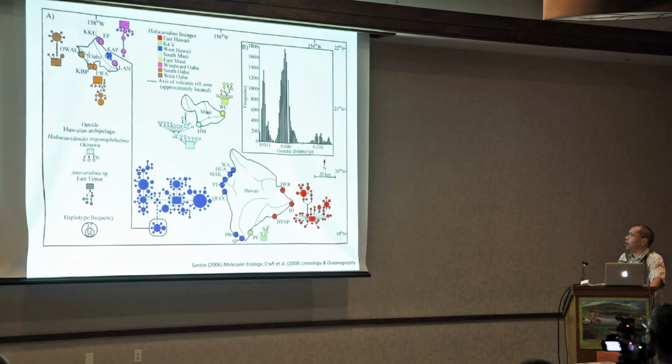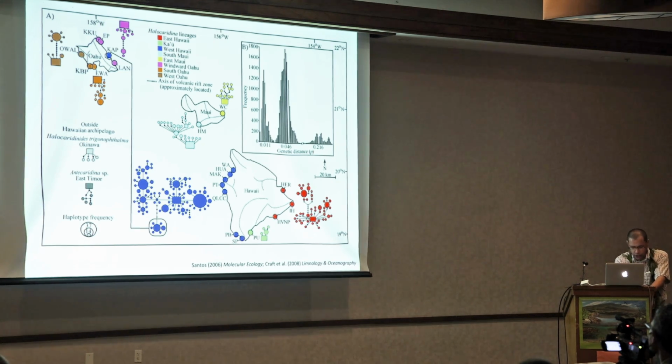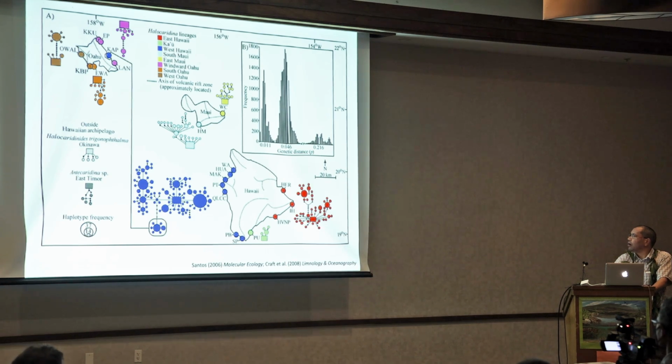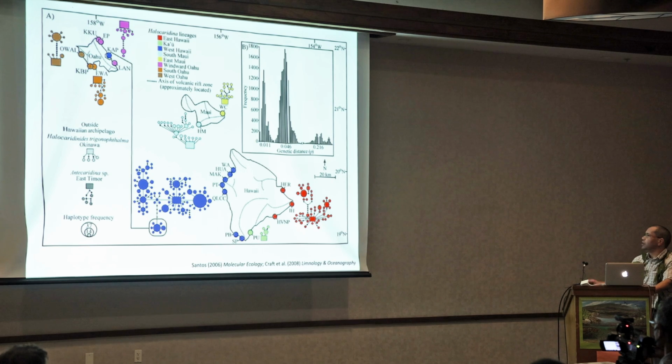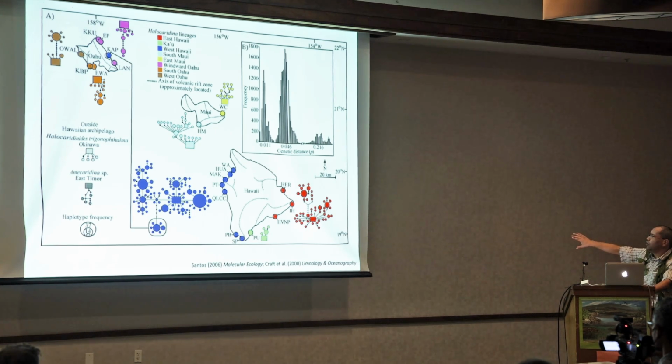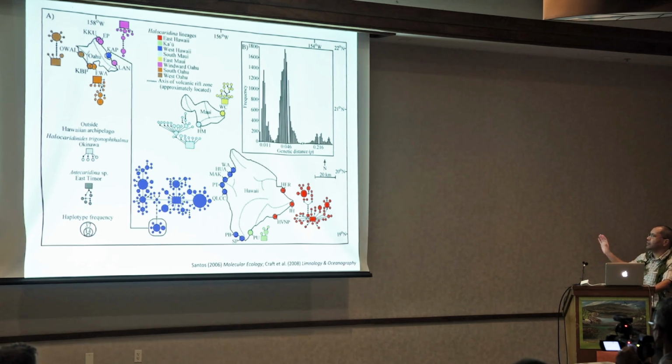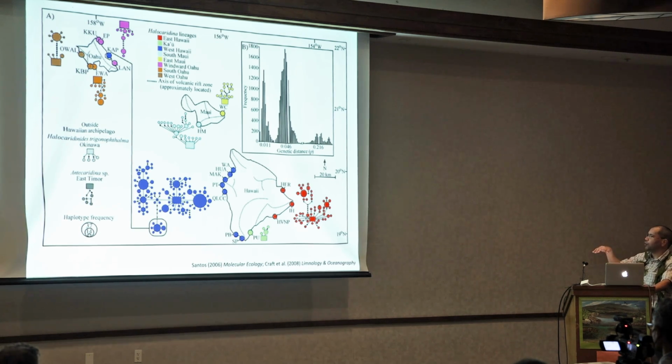For example, on the Big Island of Hawaii, in this case, what we had here was, for example, what was found as the color red, a particular lineage, all located on the eastern side of the island, while we had a distinct, different lineage represented by blue on the western side of the island.